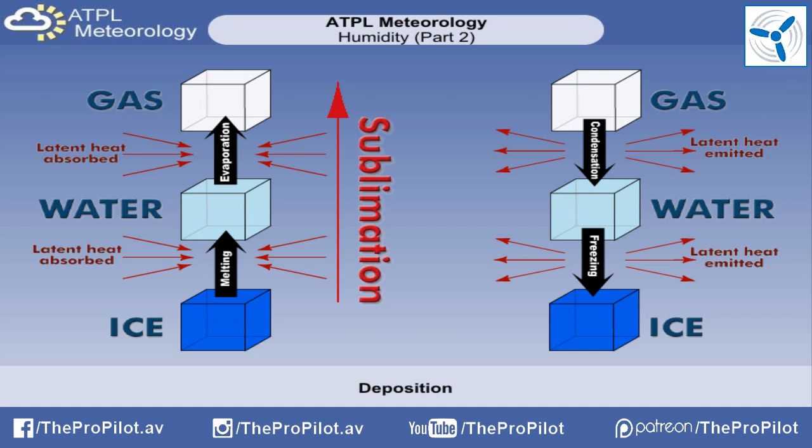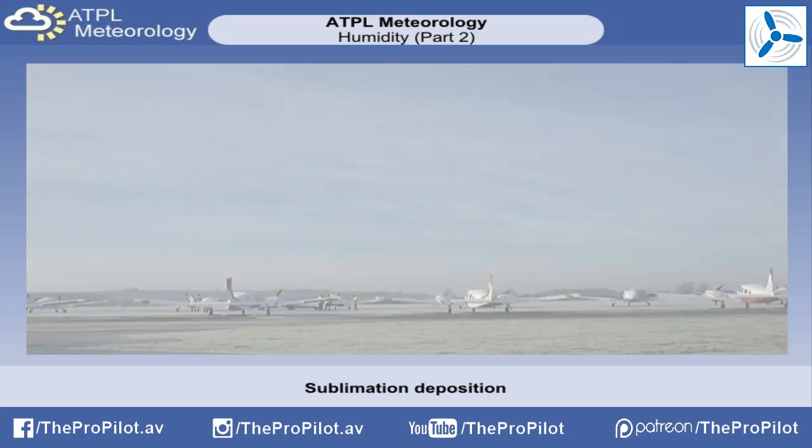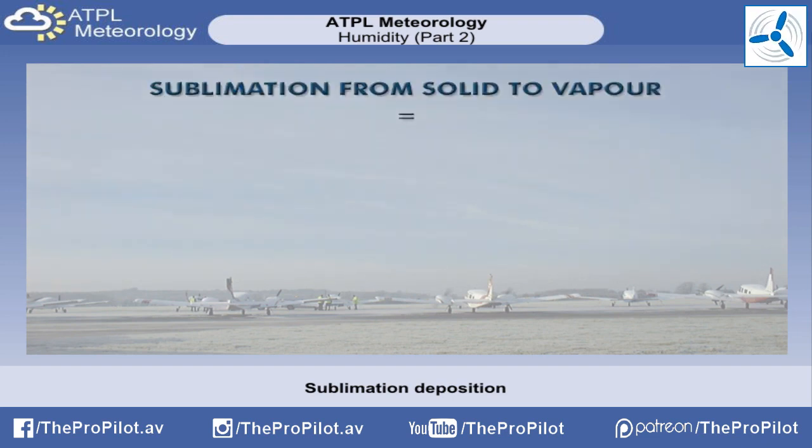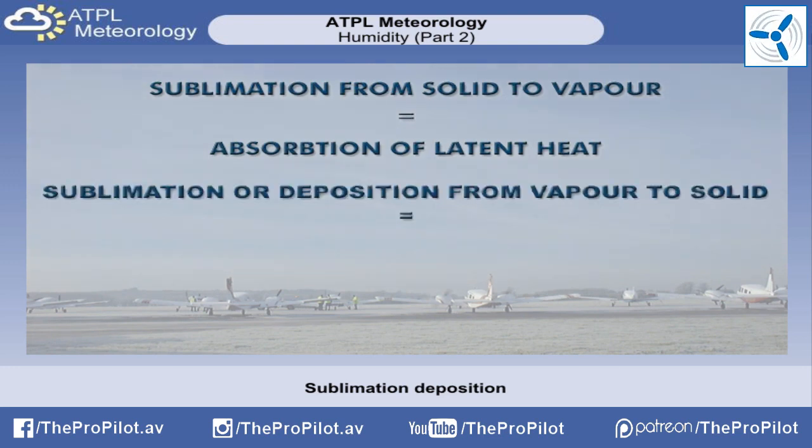Strictly speaking, when water goes from vapor to the solid state directly, it is called deposition, but in meteorology, this change is also called sublimation. Note that both of these phase changes miss out the liquid phase. Sublimation from ice to water vapor absorbs latent heat, and sublimation or deposition from water vapor to ice releases latent heat.